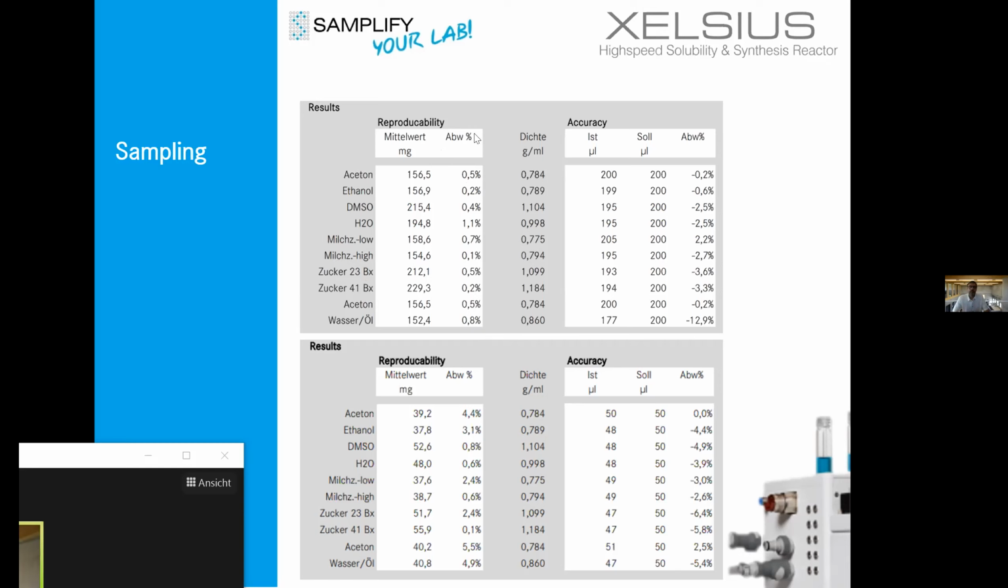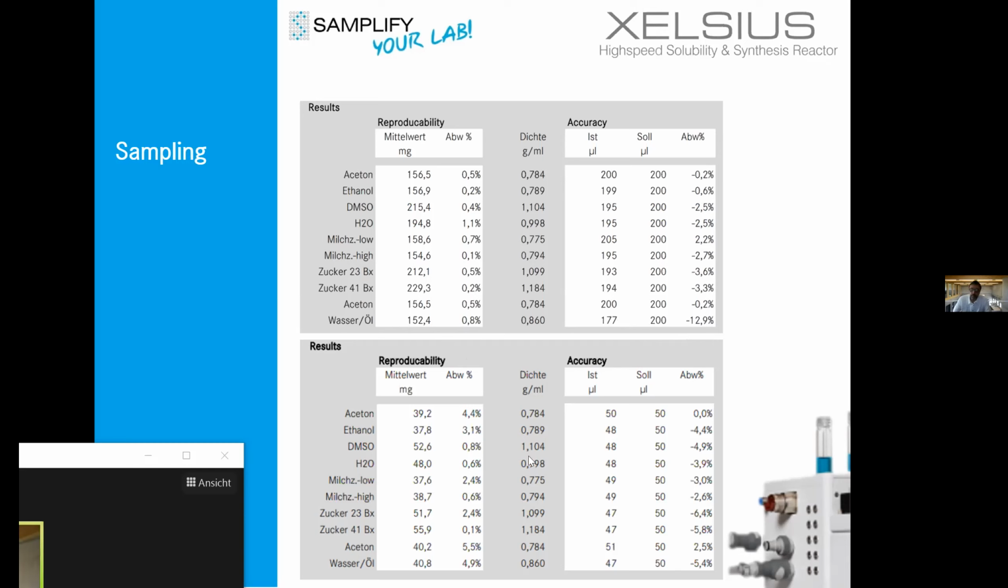We have less than 1% in reproducibility, and in terms of accuracy, we checked it with the density. So we came up with an excellent accuracy, lower than 5% in total. So the only thing we have a little bit of a problem with is here the water oil system. So we have a 2-phase system, and for this we forgot to switch the stirrer off. So this 12% accuracy is a question of an error in the sample taking.